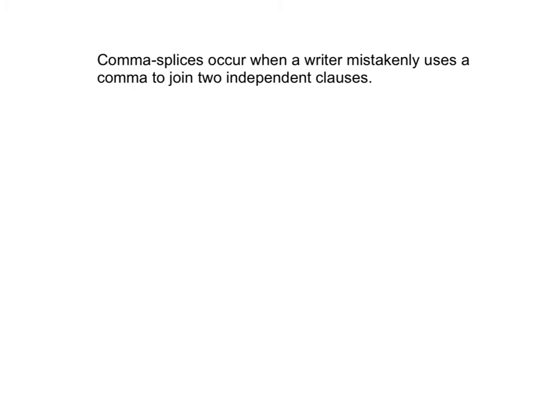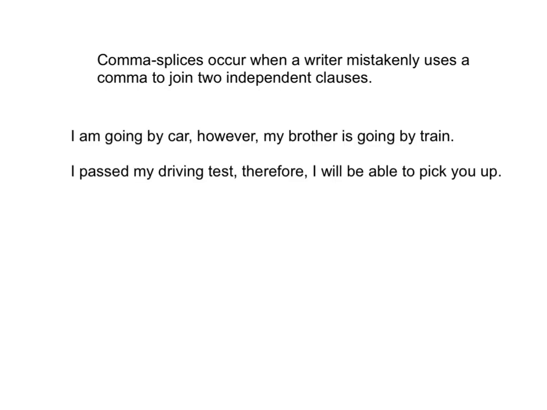Comma splices also occur in sentences that contain what are known as conjunctive adverbs. Take a look at these. The conjunctive adverb in the first sentence is however, and therefore is the conjunctive adverb in the second. The comma splice occurs here and here. And the reason is the same as in the previous sentences. This is one independent clause and this is another, but the comma is not strong enough to connect the two.